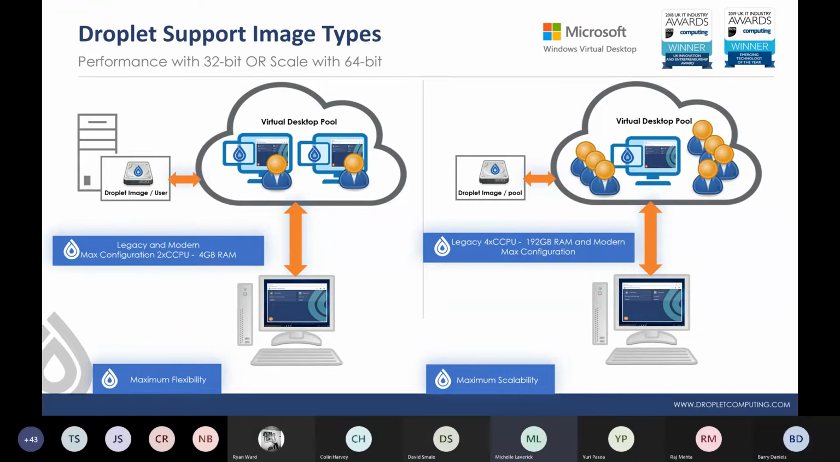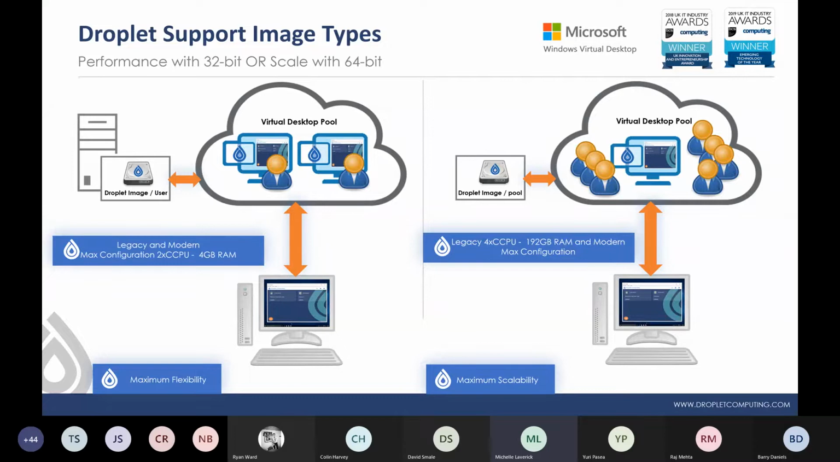And from that, it's worth understanding that we have different types of containers. We have a 32-bit container and a 64-bit container. So typically, when the customer opts for the per user model, maximum flexibility, they use the 32-bit container. This offers a maximum of 2 container CPUs and 4 GB of memory.